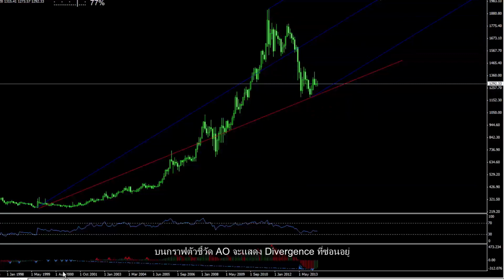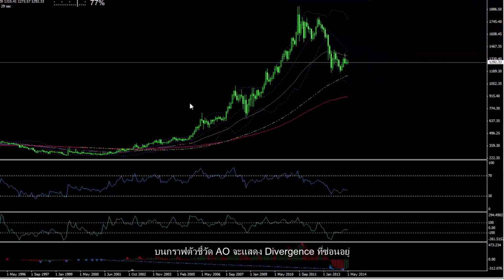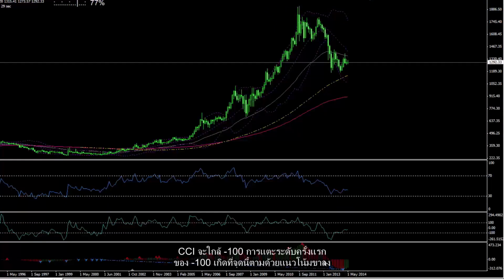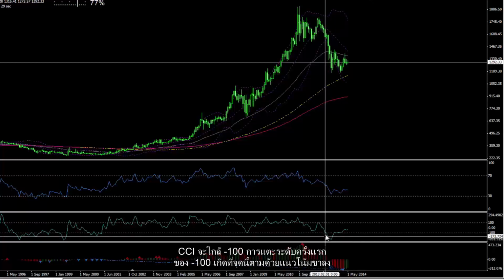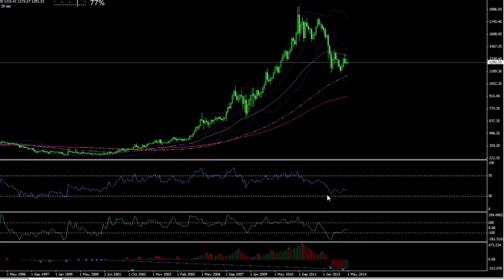On an indicator chart, AO shows that a hidden divergence is formed. CCI is near -100. The first touch of -100 was on this spot, followed by a downward trend. Oversold condition did not happen yet, just like in this region. Thus, further decrease is still possible. RSI does not show any significant signal.